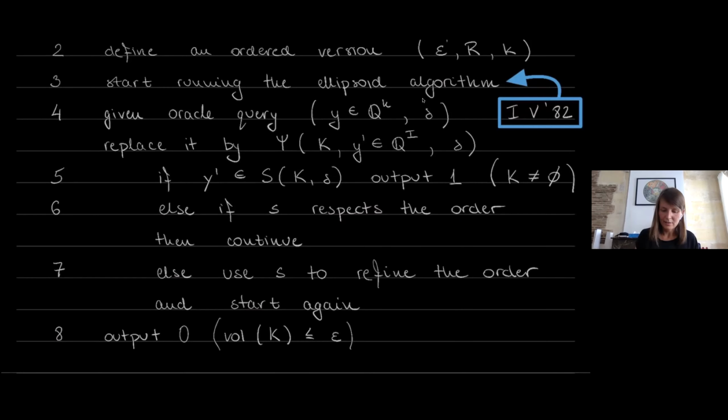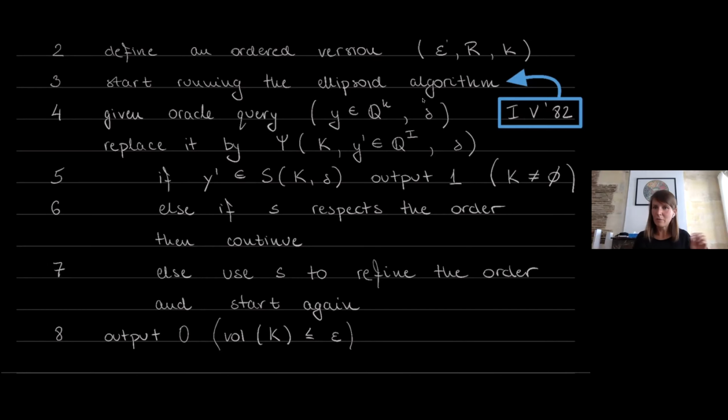If the oracle says that this modified y belongs to the ball around K, then we can immediately say, okay, this means that K is non-empty. If K were empty, then we would never find any point which is in a ball around K, right? So that's it. We are done. We can just output one and assert that our original K is non-empty. Otherwise, we get some almost separating hyperplane in the form of a vector S. There are two possibilities. Either the vector S that the oracle outputs respects the order that we introduced at the beginning, and then we can basically take it as the answer to our oracle query and go on.